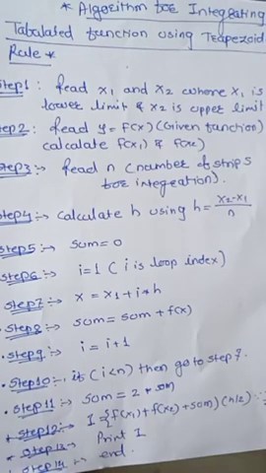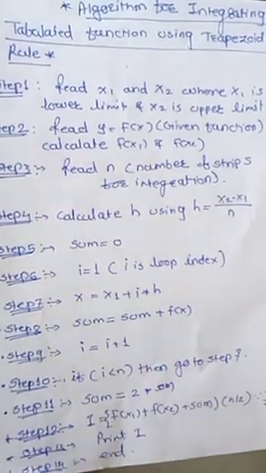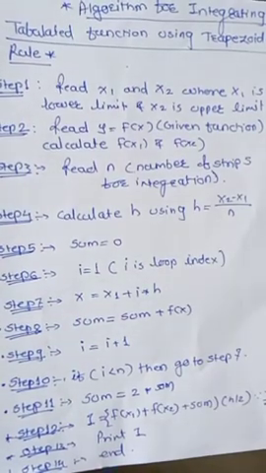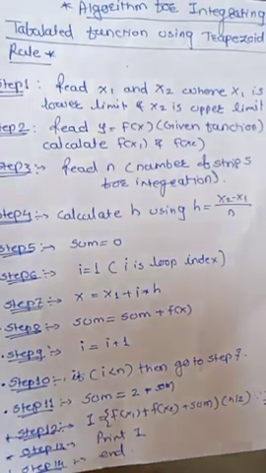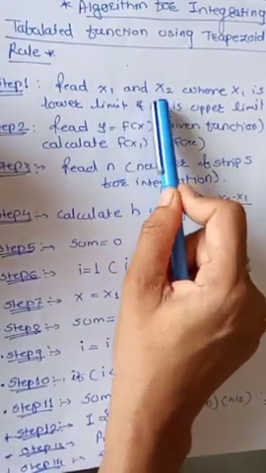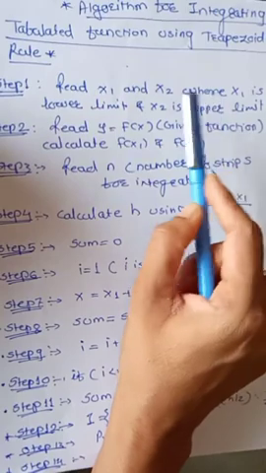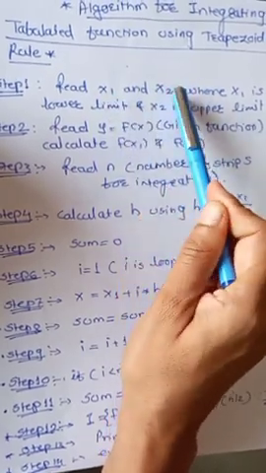The next topic is the algorithm for integration. Let us see the algorithm for a tabulated function using the trapezoidal rule. The very first step is to read x1 and x2, where x1 is the lower limit and x2 is the upper limit. These are the limits used for the integration. x1 is the lower one and x2 is the higher one.